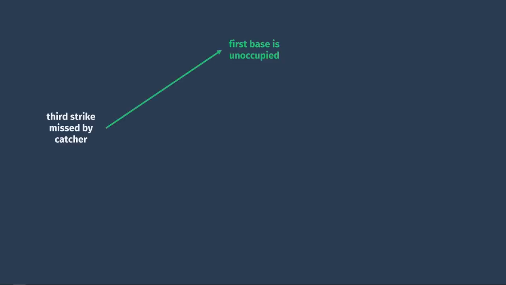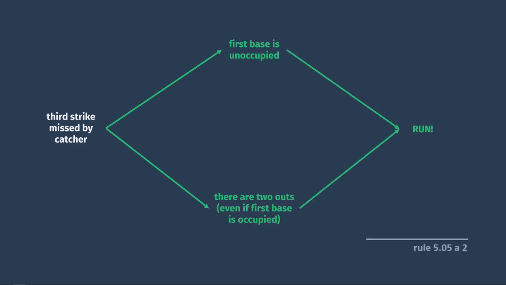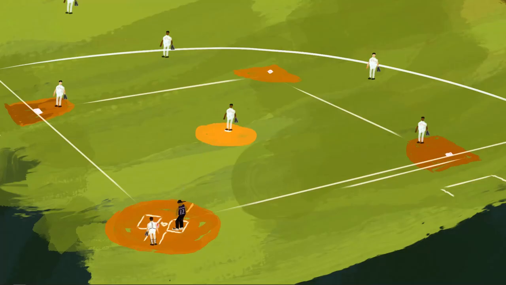The first is that there is no runner on first base, and the second would be if there are two outs, then it doesn't matter if someone's on first base, it's a free-for-all. So let's say first base is unoccupied. Our batter swings and misses at the third strike, but it bounces off the catcher's glove. This doesn't guarantee that the batter gets to go to first base, it just means that he is not out yet, and he has become a runner.